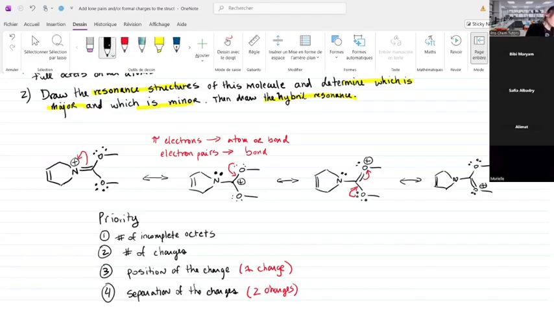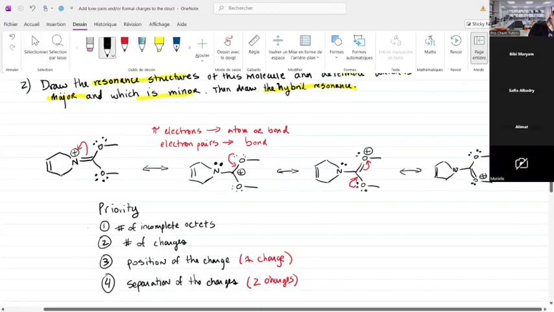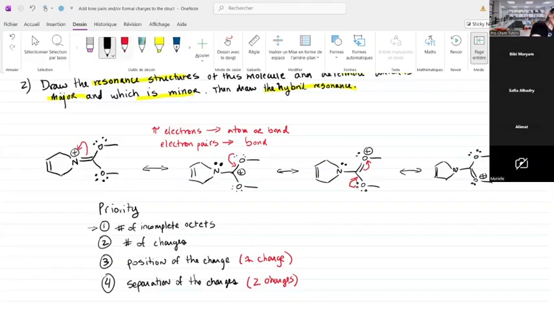So let's look at all of our molecules here and look at priority number 1, the number of incomplete octet. So let's look at the first molecule. All of the octets are complete. The nitrogen here, even though it's positively charged, it has 8 electrons around it. So here we'll say the octet are fine. If we look at the second structure, we can see that this carbon here only has 6 electrons around it, and it is positively charged. So here we have 1 incomplete octet.